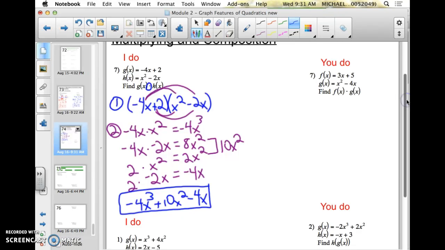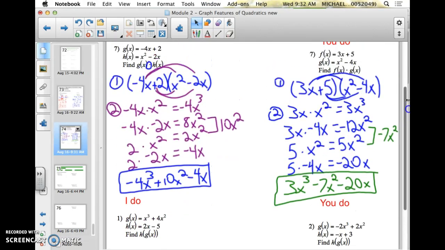Go ahead and pause and try number 7 on your own. All right, here's the work for number 7. My final answer was 3x cubed minus 7x squared minus 20x.